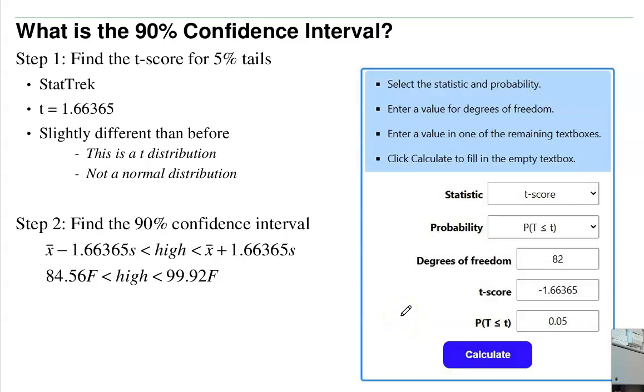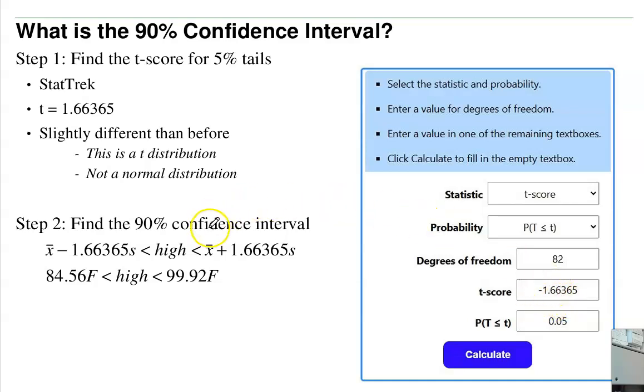What's the 90% confidence interval? Again, in StatTrack, I can say I want the tails to be 5%, 82 degrees of freedom. What's the t-score? Now, previously, the z-score was 1.644. This is the t-score. It takes sample size into account. When I have a t-distribution, the t-score goes up a little bit. So rather than being 1.644, it's now 1.663. A little different, but pretty similar. This would be the correct way to analyze it.